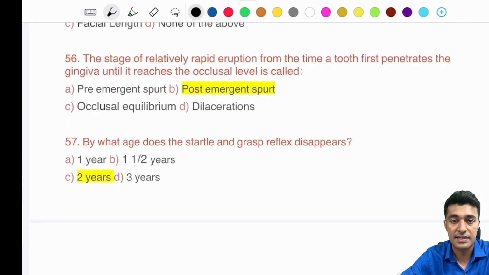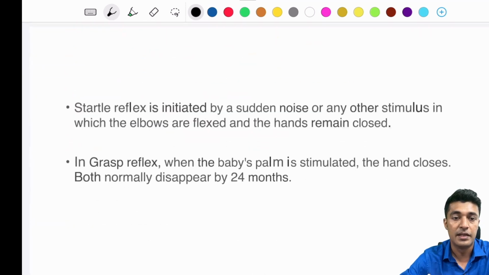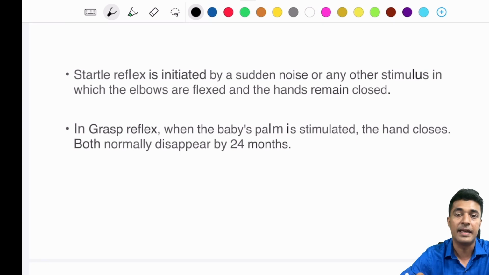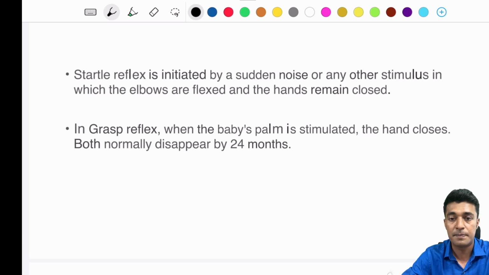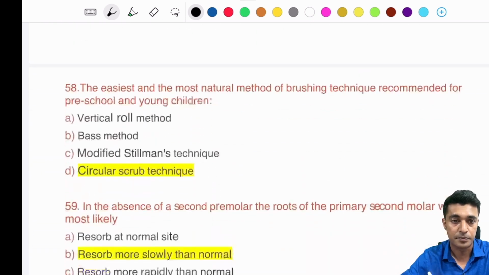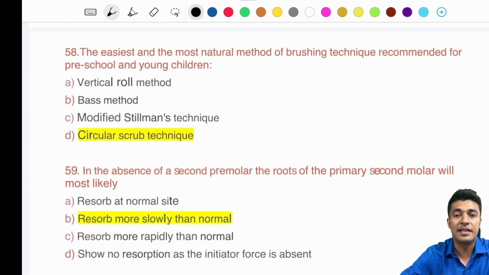By what age do the startle and the grasp reflex disappear? By 2 years of age. Now, the startle reflex is initiated by a sudden noise or any other stimulus in which the elbows are flexed and the hands remain closed. In grasp reflex, when the baby's palm is stimulated, the hand closes. Both normally disappear by 2 years or 24 months. The easiest and the most natural method of brushing recommended for preschool and young children is the circular scrub method.